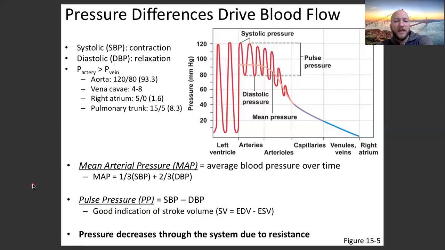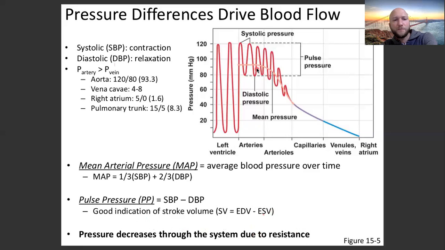Stroke volume is end diastolic volume minus end systolic volume. So what's the change in volume of the ventricle when it contracts? Diastolic volume is how much fluid is in it when it's completely full. And systolic volume is how much fluid's in it after it's squeezed out all that fluid that it can during a contraction cycle.